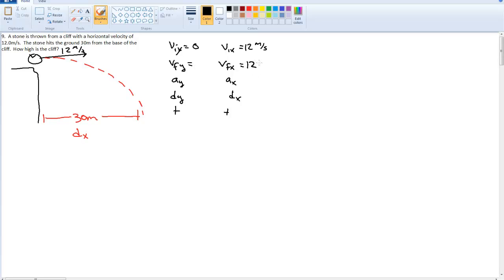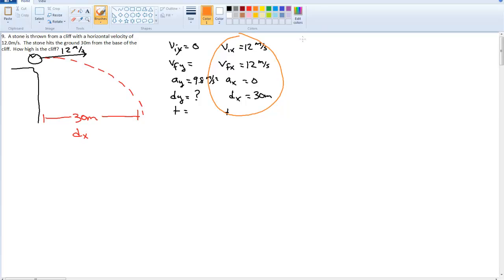VFX, also going to be 12 meters per second. ay, always going to be 9.8 meters per second squared. ax, always going to be 0. dy, we don't know it. This is what they're asking us to solve for. dx, in this case, we know it. It's 30 meters. Time, we don't know it. So, in this case, in order to figure out dy, we're going to need to find time. In order to find time, we're going to have to use this set of information first.